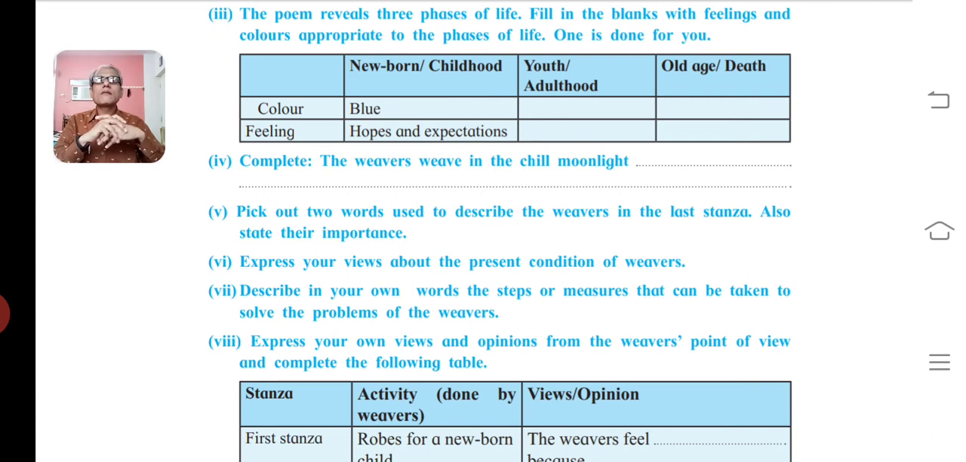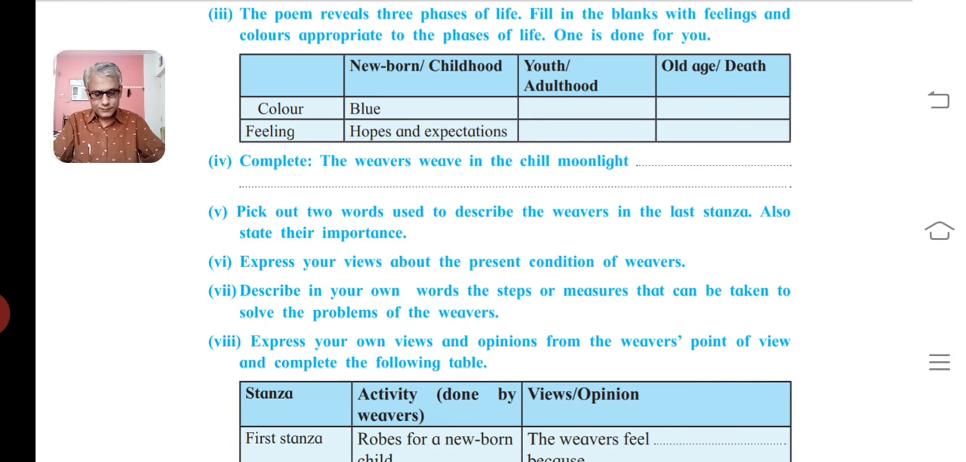The first one, newborn child, color blue, feeling hopes and expectations. The second one is done for you. Now second one and third one I'll tell you.